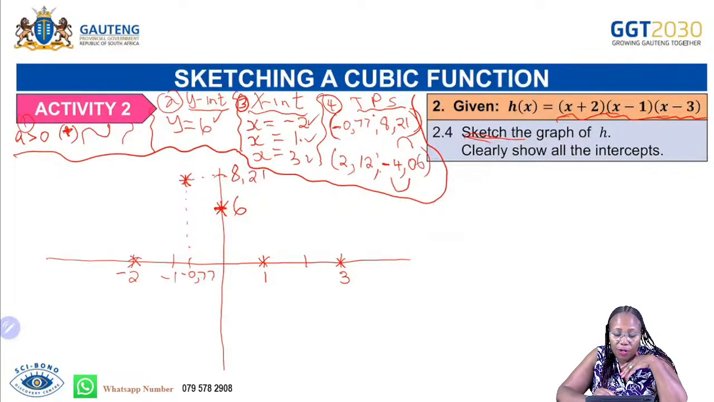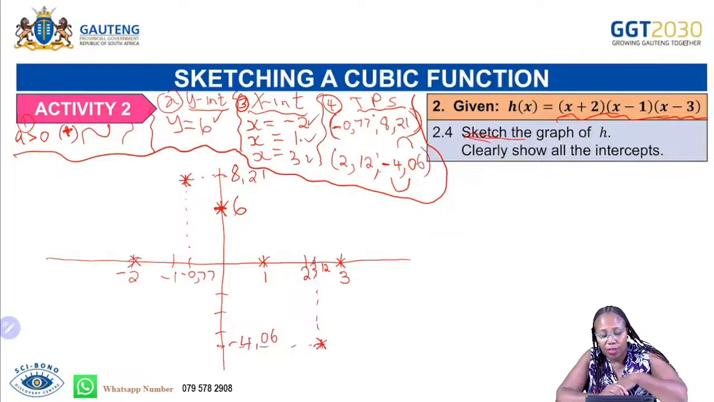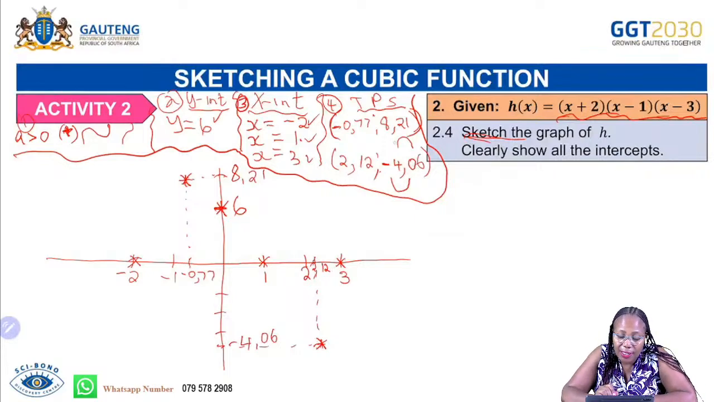Okay. And then now we have 2,12. Immediately after 2 here, we have 2,12, and this goes with minus 4,06. Where they meet, they form a point there because they are coordinates. Now, remember we said 8,21 is our maximum turning point, and 2,12 and minus 4,06 is the minimum turning point. Start by indicating those turning points, they will assist you. And then now let's sketch the graph.